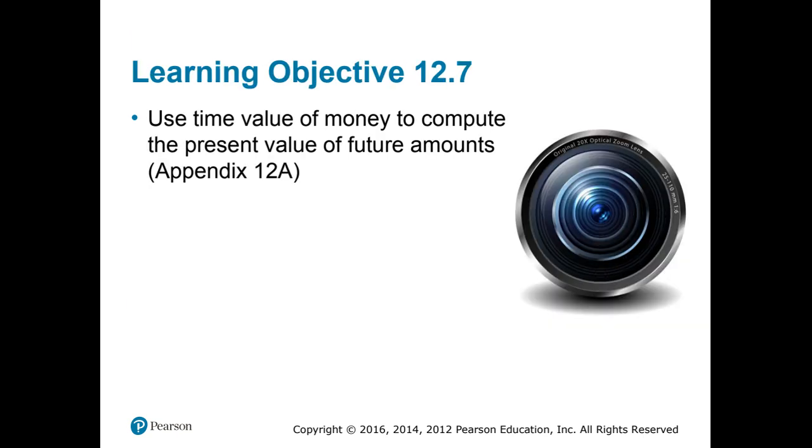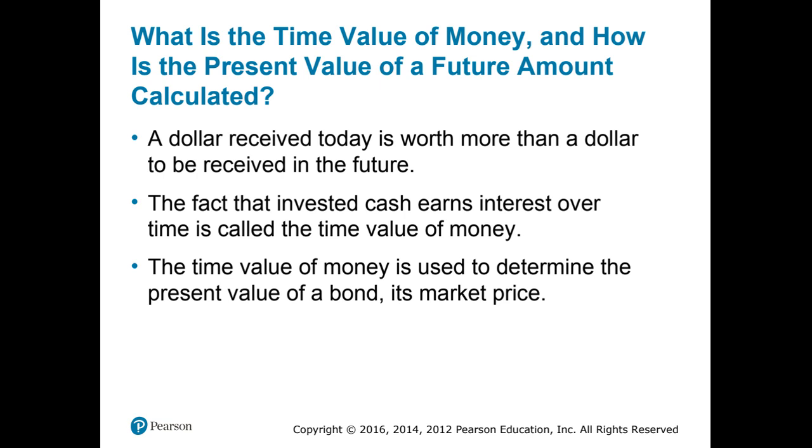So using the time value of money to compute the present value of future amounts. What is the time value of money and how is the present value of the future amount calculated? $1 received today is worth more than $1 received in the future, hopefully. The fact that when we invest cash it earns interest over time is called the time value of money. And the time value of money is used to determine the present value of a bond and its market price.